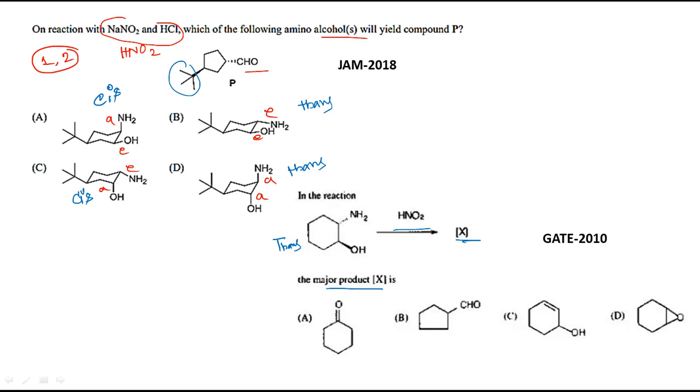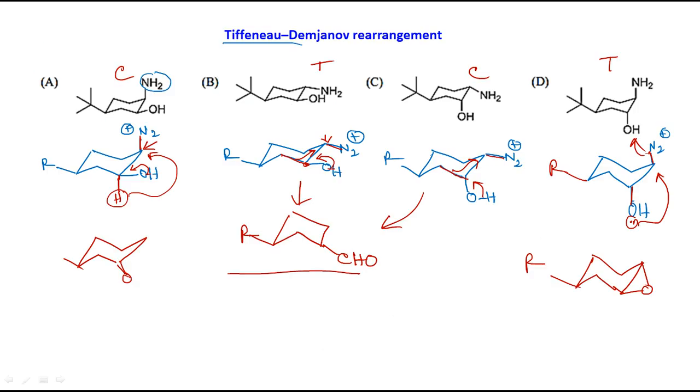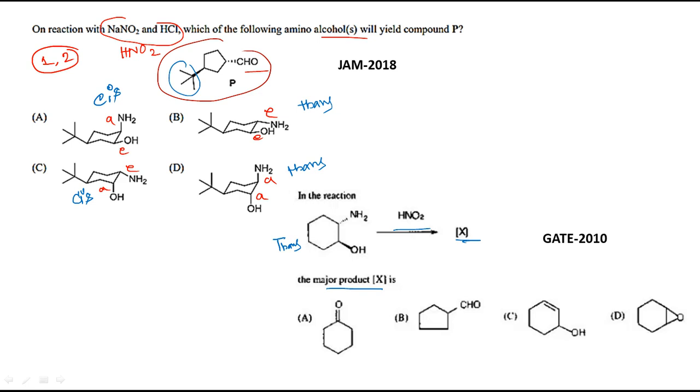Go to the previous problem. It is asking that these compounds, this tertiary butyl and CHO, they are meta with respect to each other. So that you are getting from both B and C. So B and C, both are correct options.